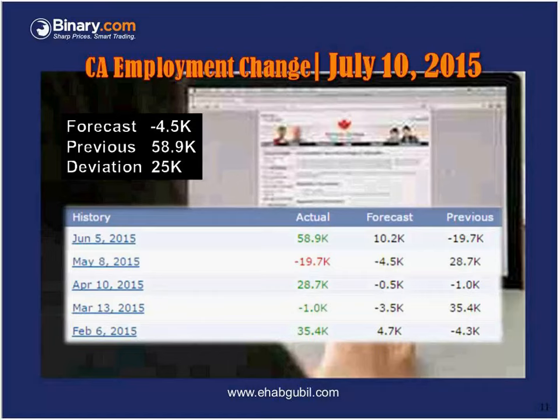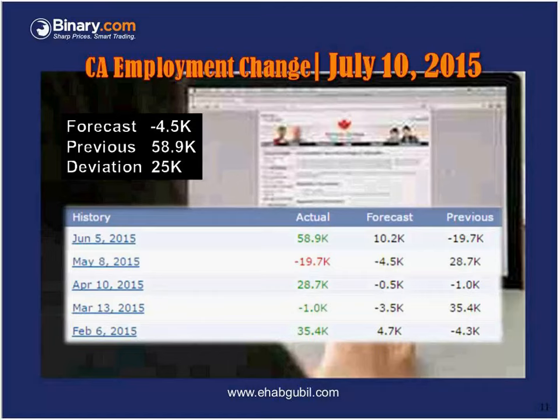But first, remember, Canadian employment change is forecast at minus 4,500, and previously it was 58.9 thousand, as you can see. And the unemployment rate is forecast to be 6.9%, previously 6.8%. We will look for a deviation of 25,000. Our trade plan: what I am looking for is a minimum deviation of around 25,000, or the difference between the forecast number, minus 4,500, versus the actual release number.